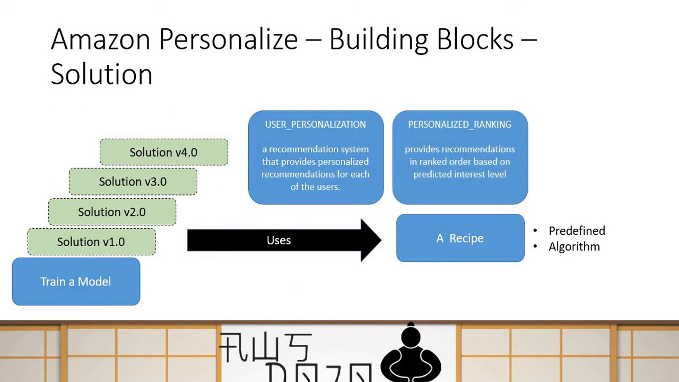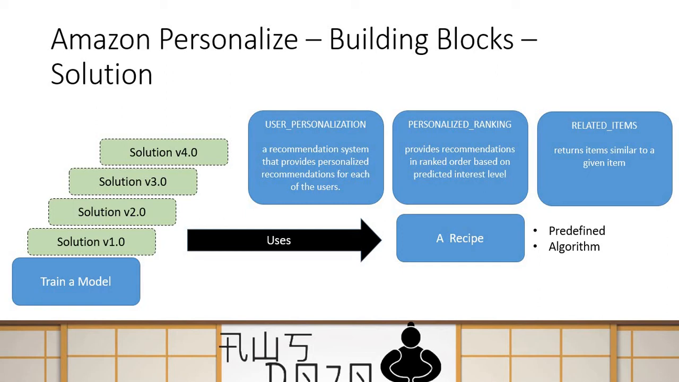Another one is called personalized ranking, which gives you basically a prediction about the user interest, but that is a ranked prediction. So they can say, okay, we believe that this will be the top interest for the user, then second top, and then third top, and fourth top interest for the user. So it really provides a ranked interest label prediction about the user. That's called personalized ranking.